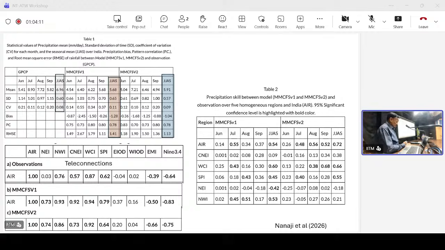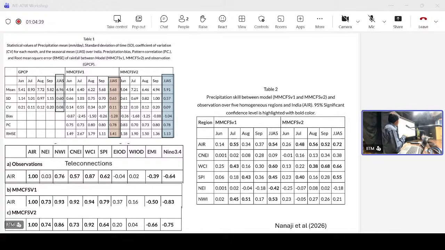In MMCFS version 2, I promise you, the teleconnections have improved. This is the Niño 3.4 teleconnection with all India summer monsoon rainfall. The observation is about 0.64, whereas in MMCFS version 1 it is about 0.83. That has reduced significantly in MMCFS version 2. So this is one of the important reasons why the monsoon prediction is improving in the models.